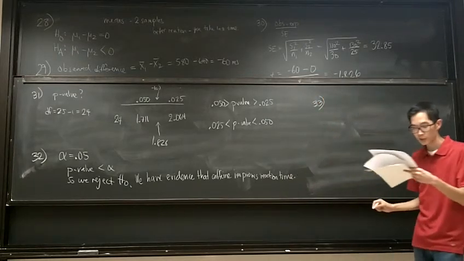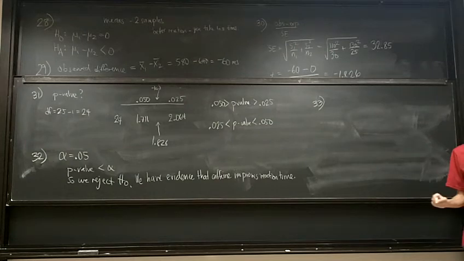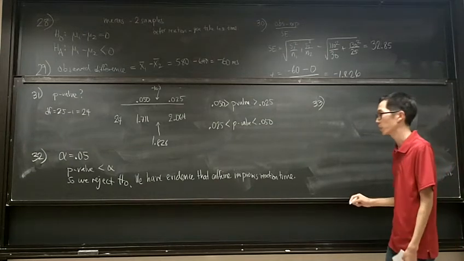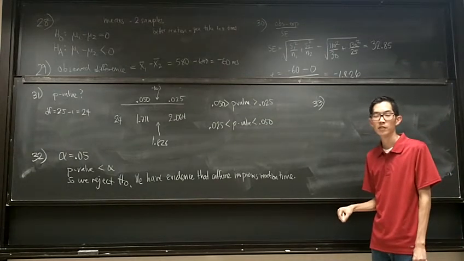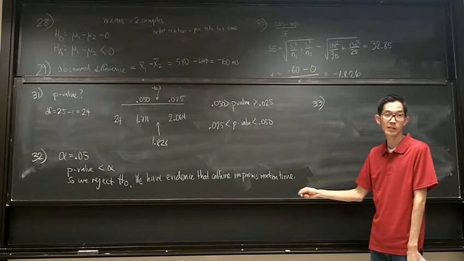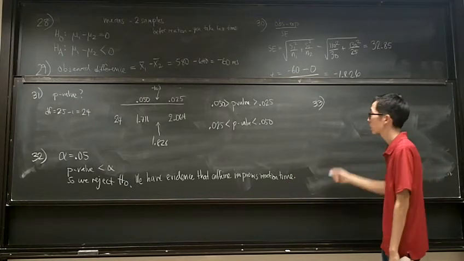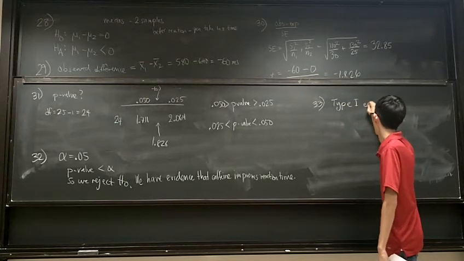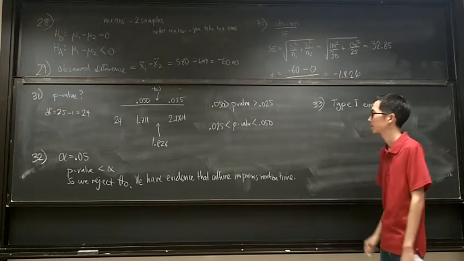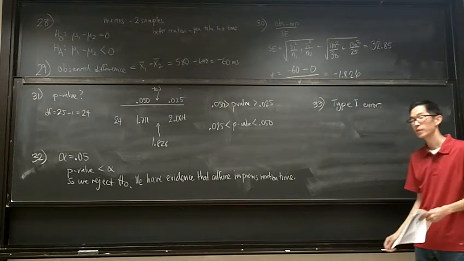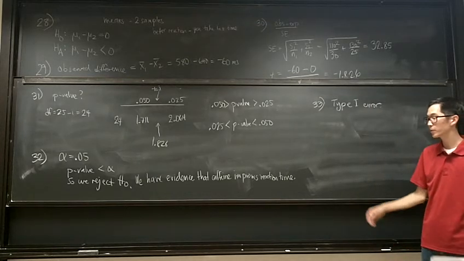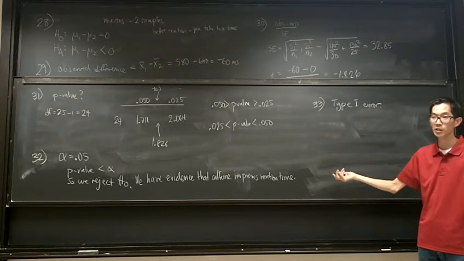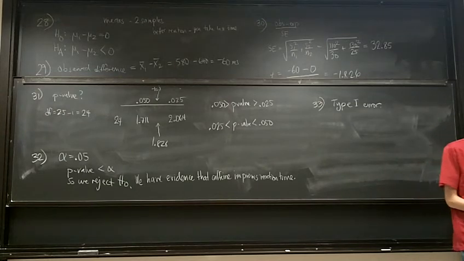And the last for that page: if your previous conclusion is wrong, what kind of error did we make? Type 1. We rejected the null hypothesis, and if that was a mistake, that's a type 1 error. Isn't there a type 2 error? Yes, a type 2 error happens if we didn't reject the null, and that was a mistake. If it was a mistake not to reject the null, then that's a type 2 error.